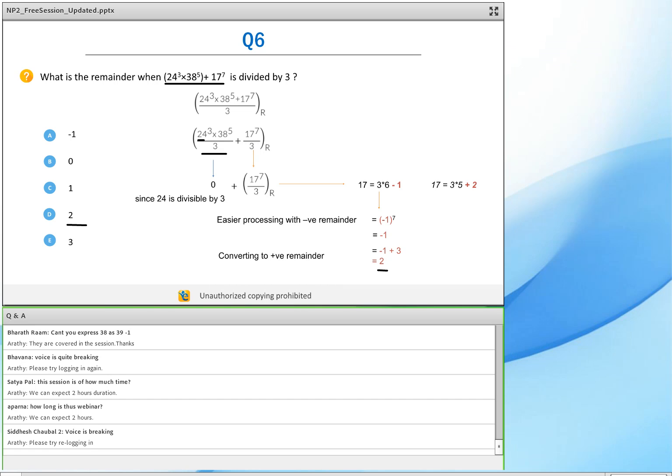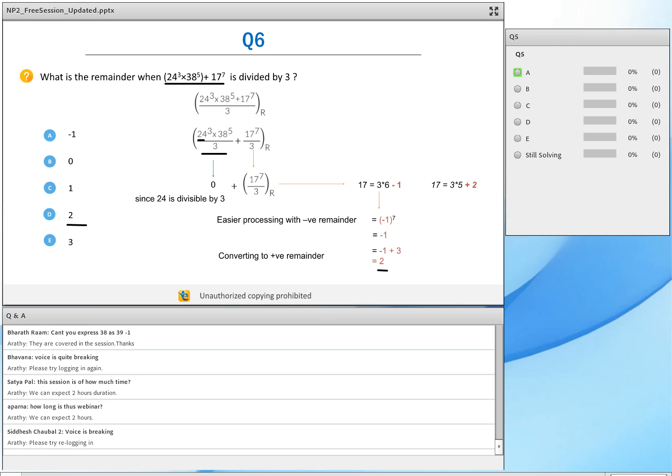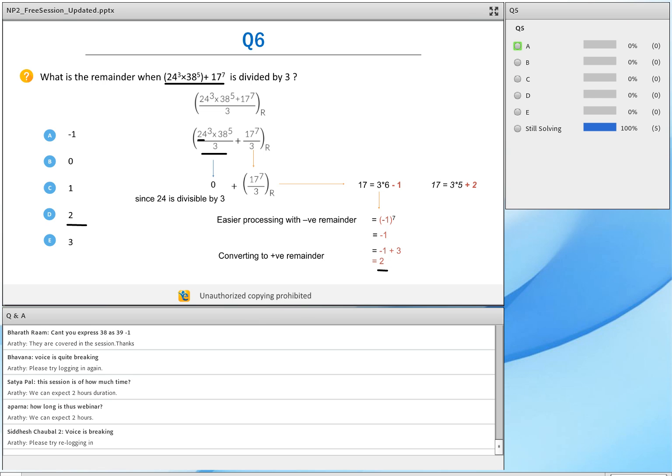Let's get to still solving. Muskan says, why do we add a positive number when the remainder is negative? Because the remainder can never be negative. That's the basic property of remainders. Let's get to still solving before I show the next question. I'm going to get 90 people to say still solving. And so Muskan, we convert the negative remainder to a positive remainder by adding the divisor to it. So I want 90 people to say still solving before we get to the next question. 3, 2, and 1. Cool.